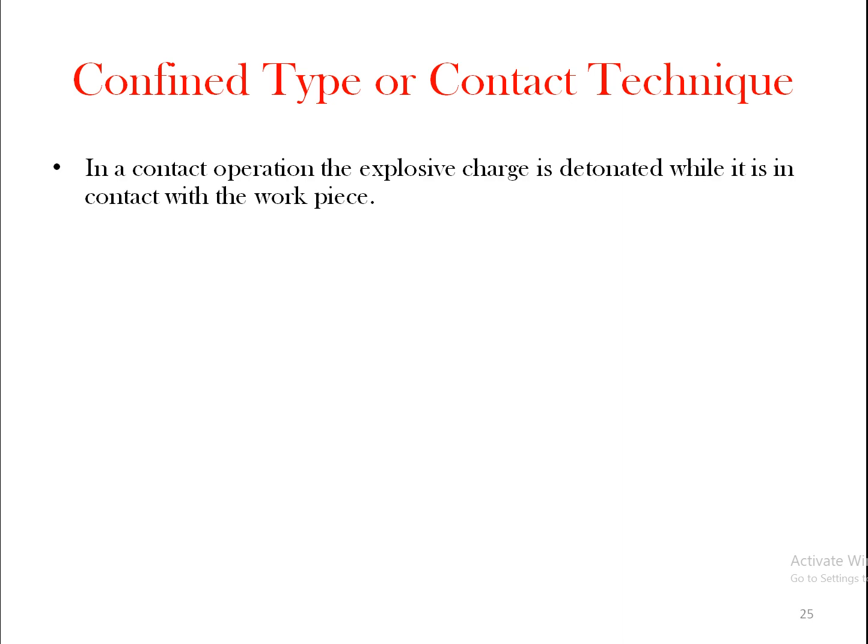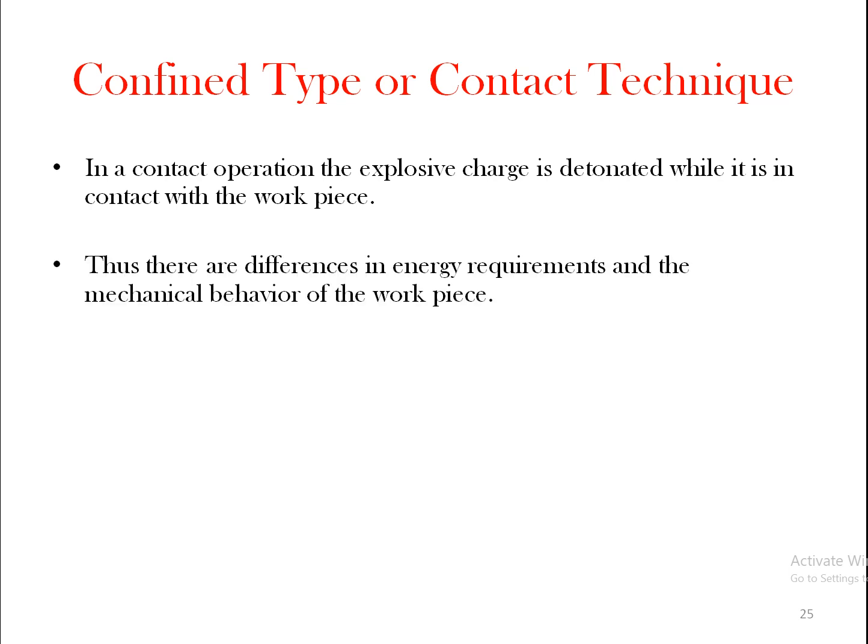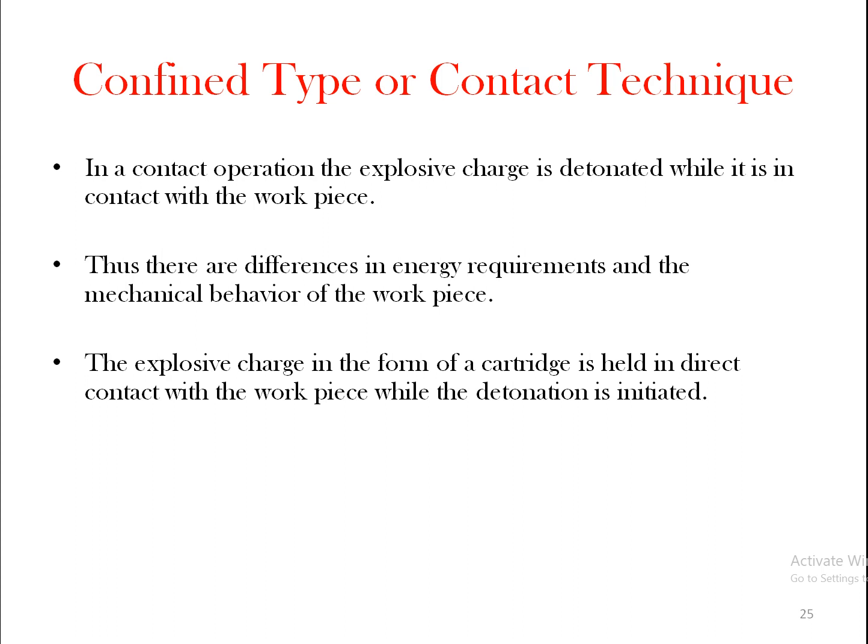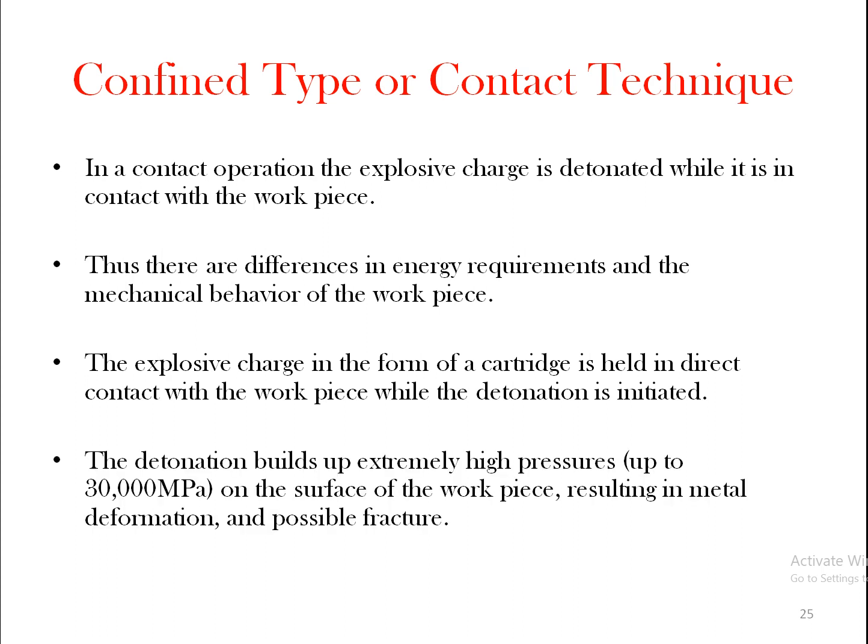Now, as you can guess, it is nothing but there will be a contact, right? In contact type, the explosive charge is detonated while it is in contact with the workpiece. Obviously, it is in contact with the workpiece. Thus, there are differences in the energy requirements and mechanical behavior of the workpiece, right? So the explosive is kept in the form of a cartridge. We'll see that in the figure.